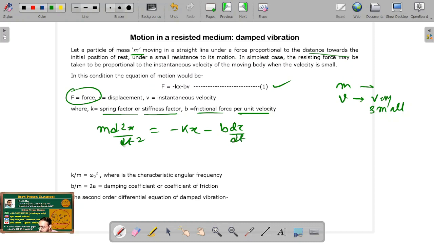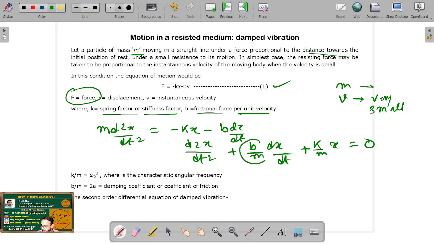Or if we divide both sides by m, then we get d2x/dt2 plus b/m into dx/dt plus k/m into x equals 0. So this is the transformed version of the differential equation.